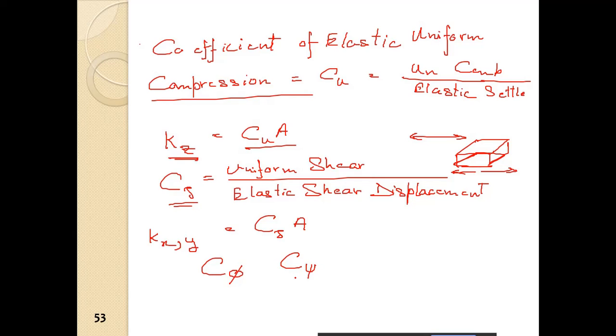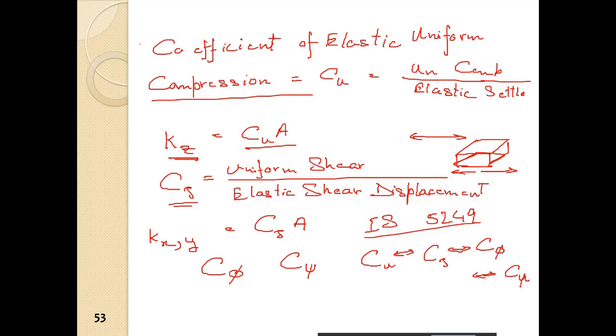Okay, so it is a bit difficult to obtain. So there are some correlations given by the IS code. The IS code 5249 gives the correlation between Cu, C tau, C phi and C psi.